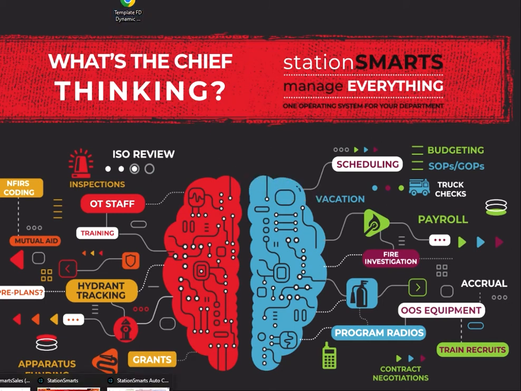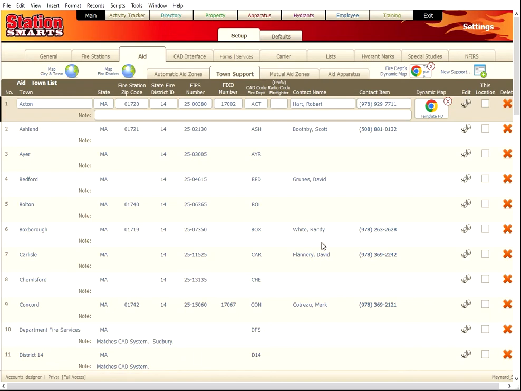All right, so that is a view that we have been looking at for the mutual aid capability, for you to be able to share mutual aid locations for hydrants and properties with your mutual aid departments without having to give them access to your Station Smarts file.